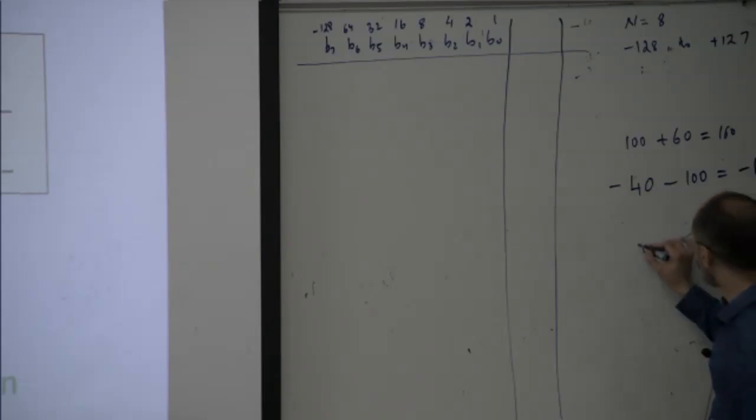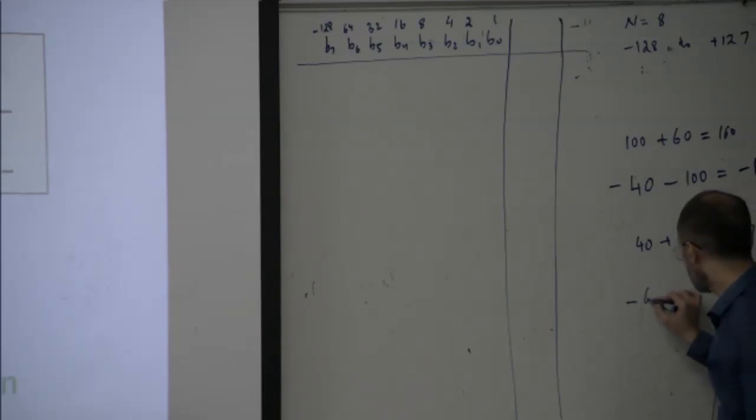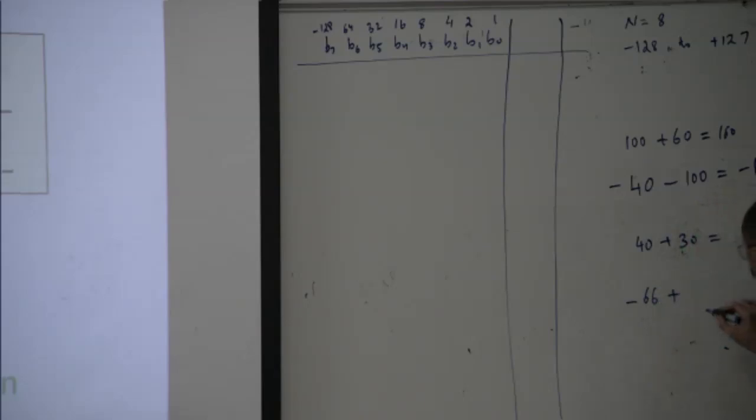Now let's assume 40 plus 30. That is 70, no overflow. Then minus 66 plus 100. No overflow. What should the result be? 34, because it comes within the range.